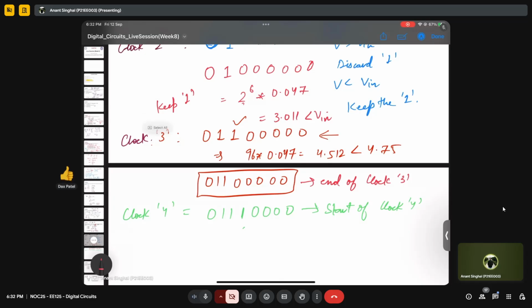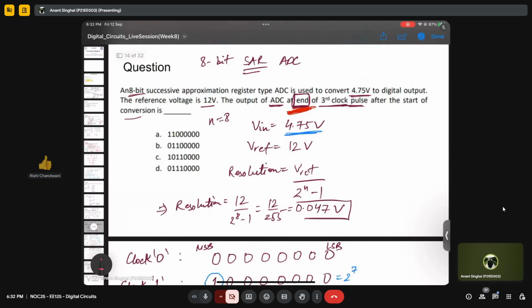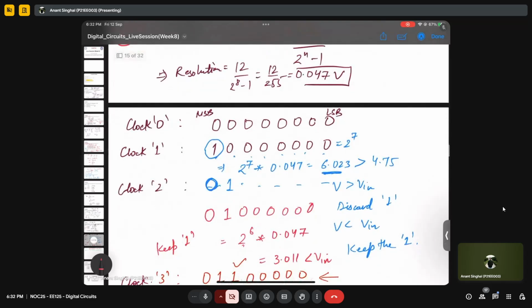Okay, so the answer is 0, double 1 and then all zeros. So is there any option like that? Yeah. So option B is the correct answer. I'm hoping it is clear. If there is any doubt, please let me know. Okay, so I'm assuming now it is clear.